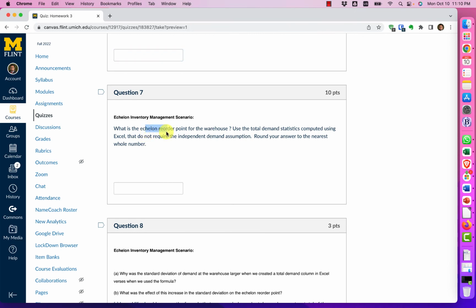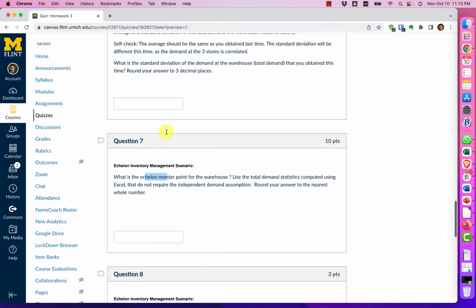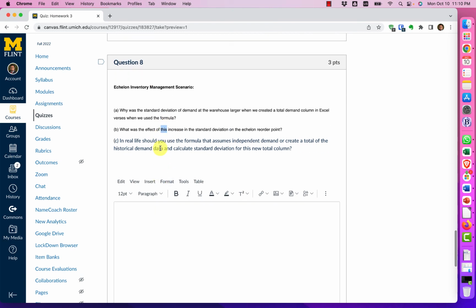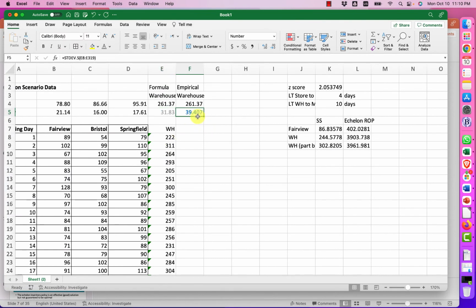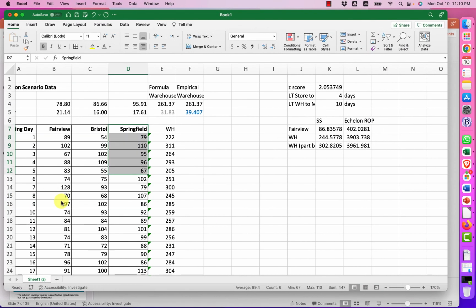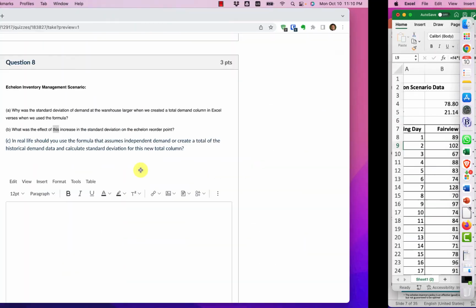What is the estimate for the warehouse? We did that. Okay, why was the standard deviation of demand at the warehouse larger when we created a total demand column in Excel? What is the effect of this increase in real life? So this standard deviation 39.4 is larger than the 131.8 using the formula because the demand in the three regions is not independent. And we can also see that from the correlation calculation. This increase in standard deviation increases safety stock, which in turn increases the reorder point. So that's the effect of that.